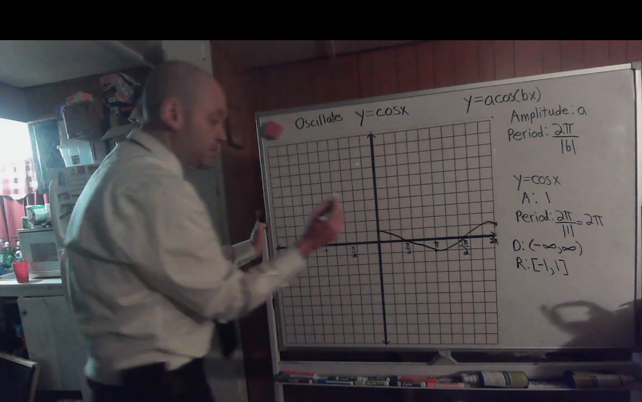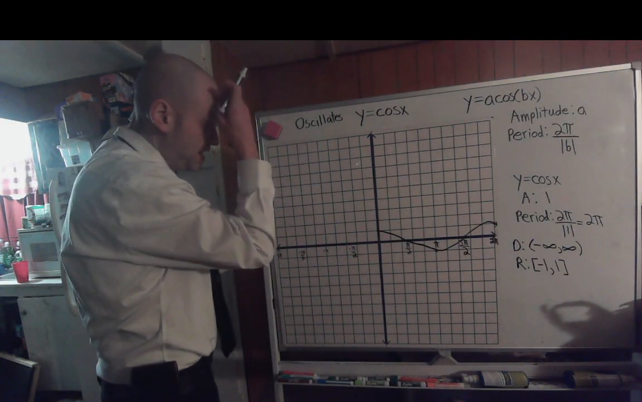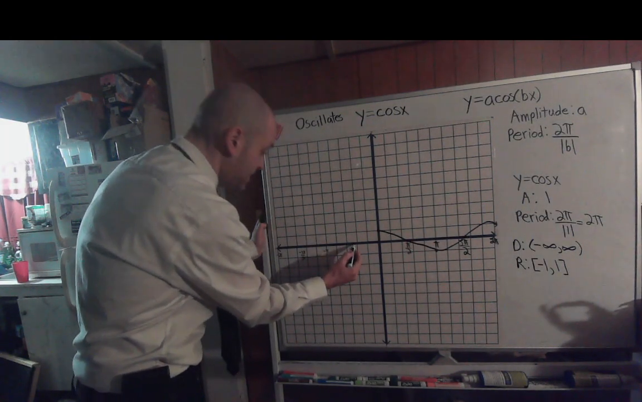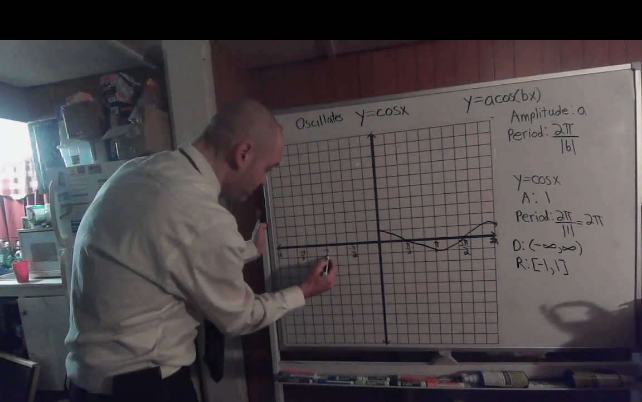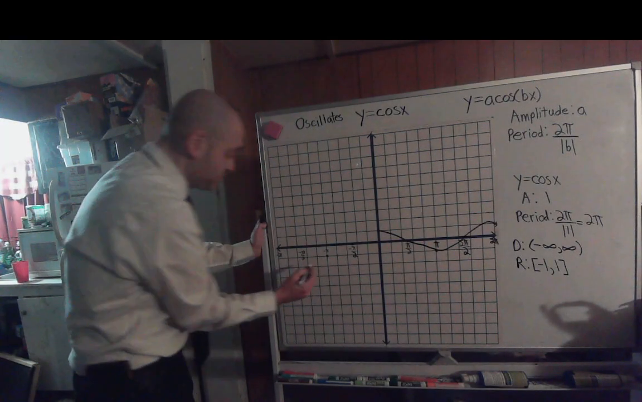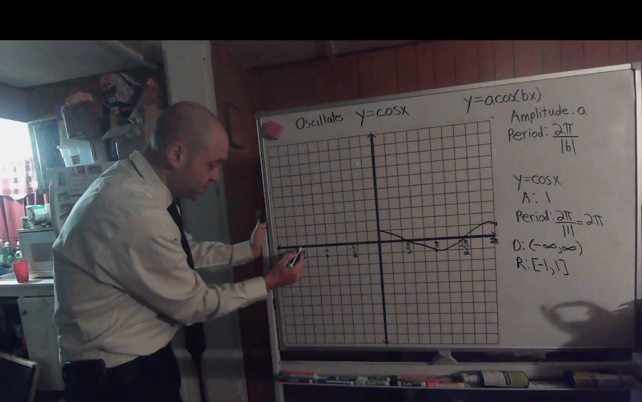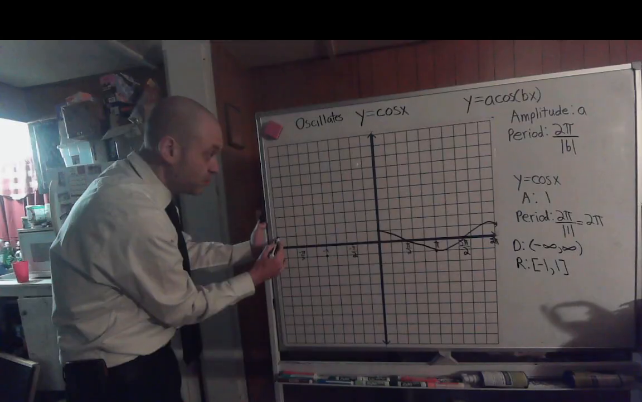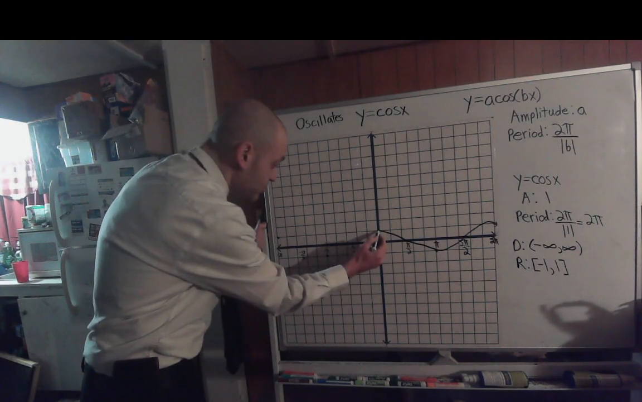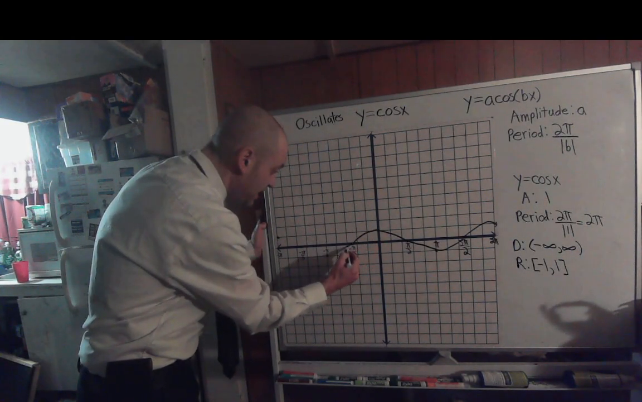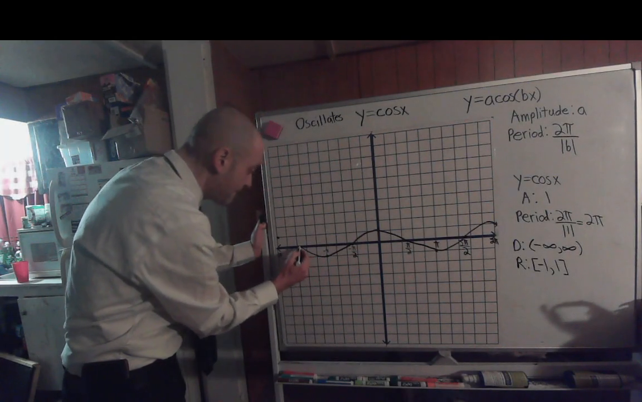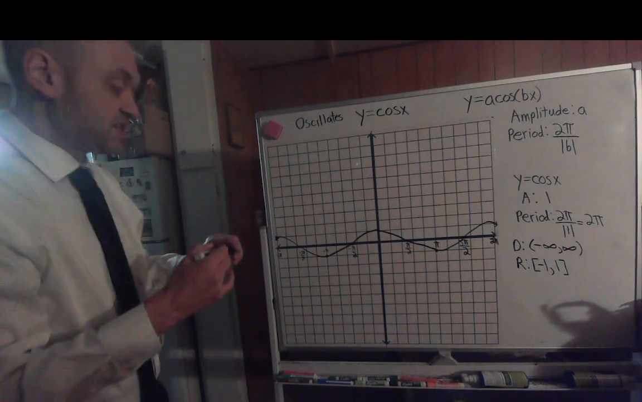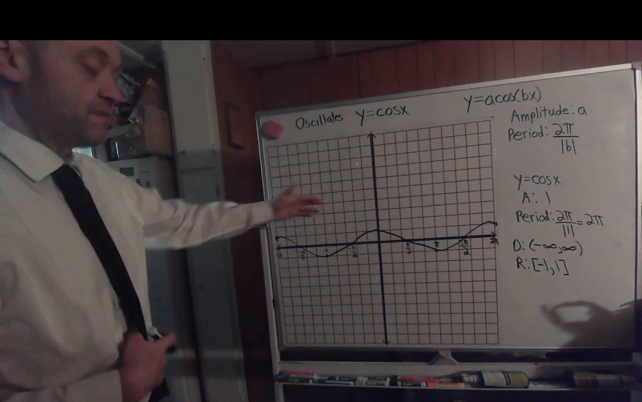All right, let's see. The cosine of -pi over 2 is 0. Cosine of -pi is -1. Cosine of -3 pi over 2 is 0, and the cosine of -2 pi is +1. So now let's draw the curve going to the left. And there is the standard graph of your cosine function.